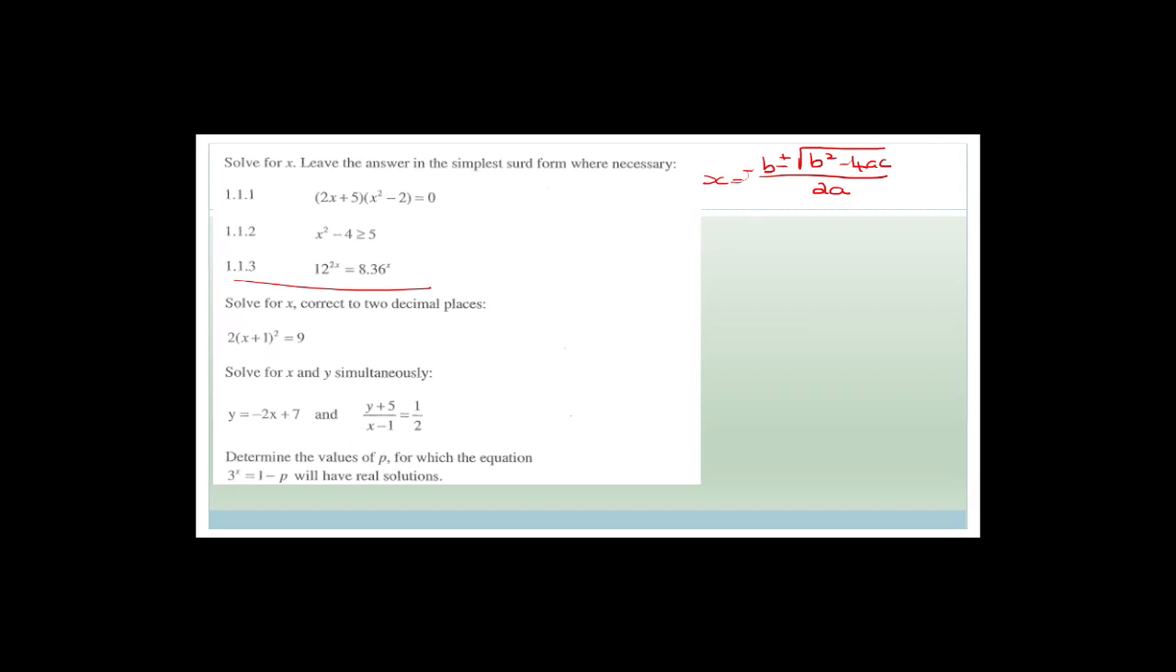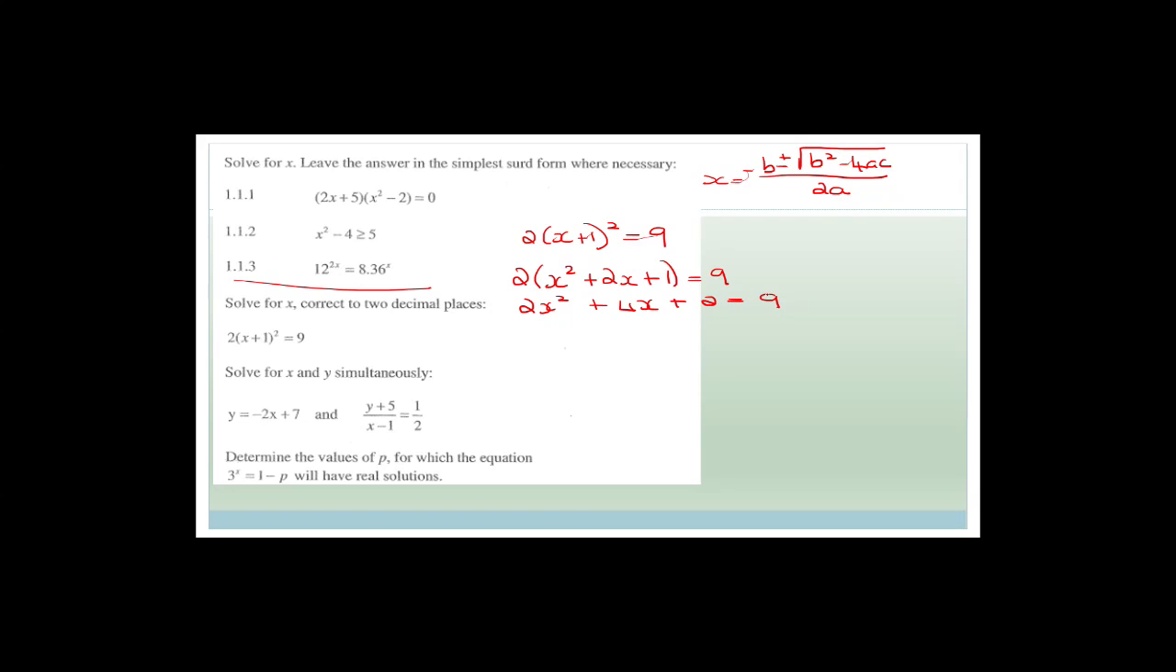Now, what do we need to do? The first thing after realizing what the formula is, we need to get this into a format that we can substitute into it. So we need to multiply this out and get it into proper format. We've got (2x plus 1) squared is equal to 9. So we've got (2x plus 1)(2x plus 1), and now we need to multiply this out. So it becomes 4x squared plus 4x plus 1 is equal to 9.